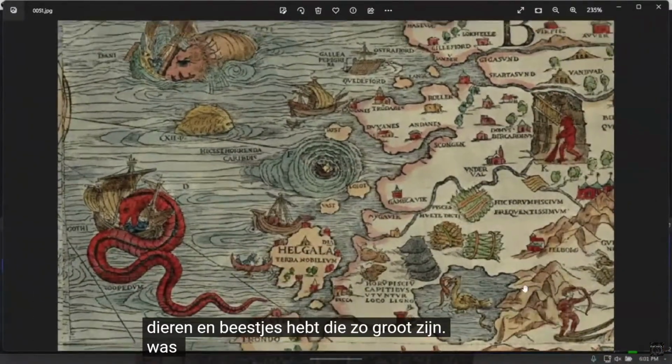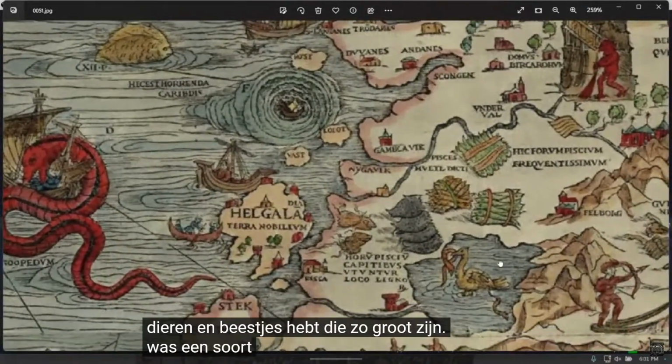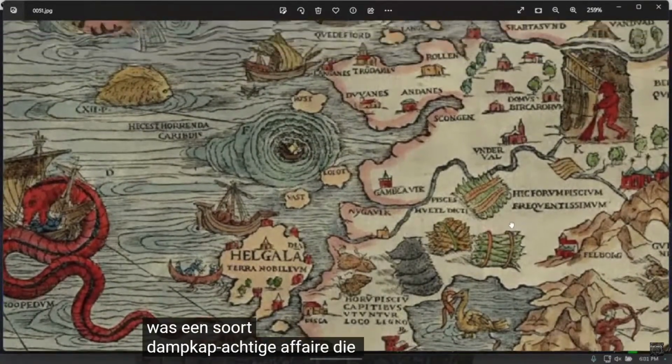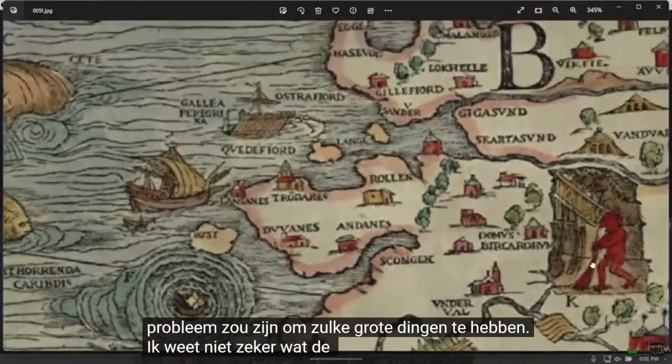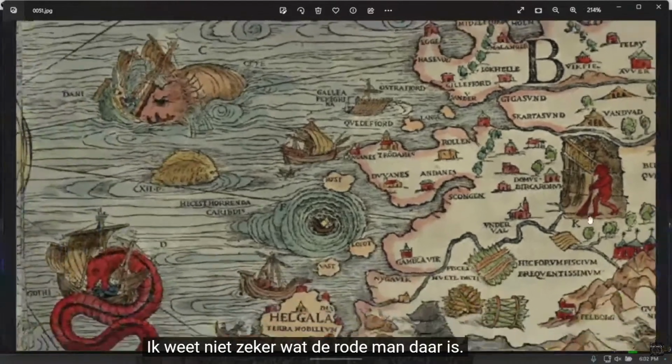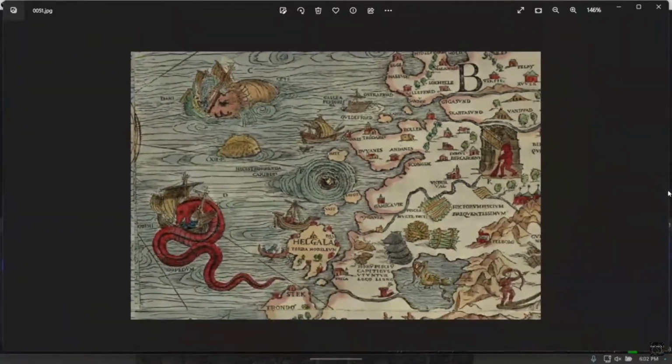Well, I'm guessing if it was a sort of vapor canopy type affair, that would not be a difficulty, to have things that big. I'm not sure what the red man is there. It's a bit weird. So that is the coast of Norway. And obviously it's a lot more knobbly than that.